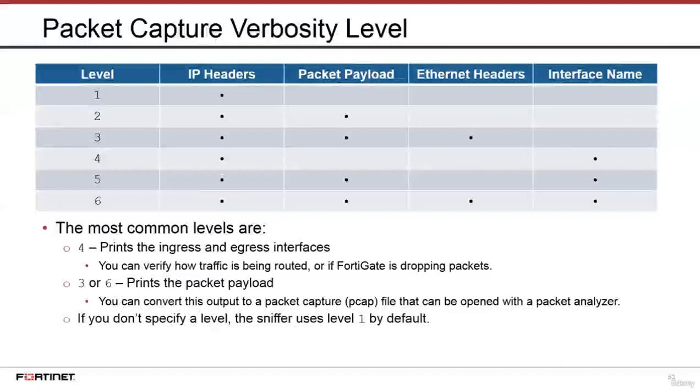Verbosity levels 3 and 6 provide the most output. Both show the IP payloads and Ethernet headers. You can save the output and export it to a packet capture file using a Perl script. The PCAP file can then be opened with a packet analyzer, such as Wireshark, for further investigation. The Perl script that converts the sniffer output to PCAP can be found on the Fortinet knowledge base website.